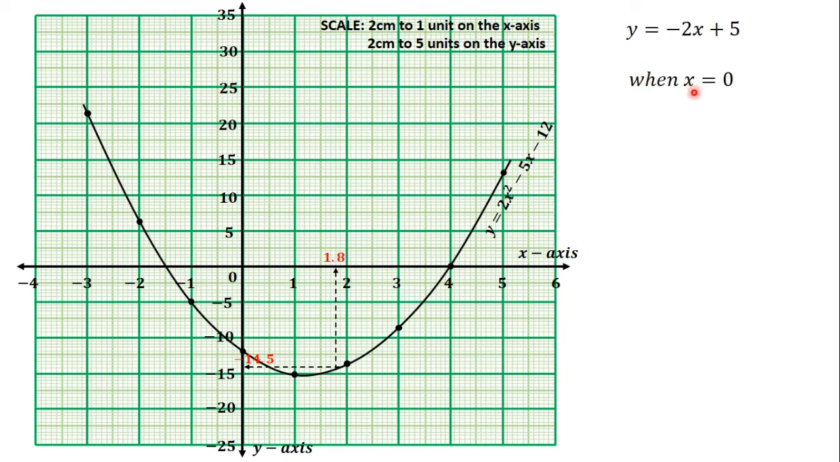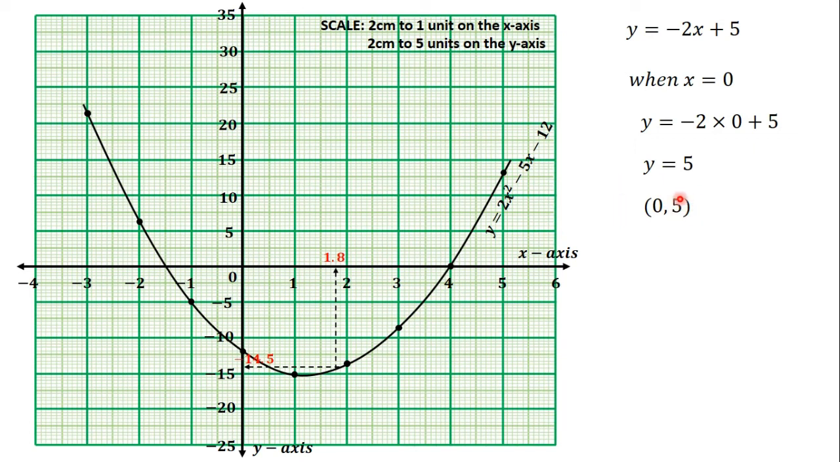The first x value I'm going to assume is 0. So you are going to find y when x is equal to 0. When x is equal to 0, y will be equal to minus 2 times 0 plus 5. Minus 2 times 0 is 0. 0 plus 5 will give us 5. So it means that when x is 0, y is 5. So you have been able to find the first point.